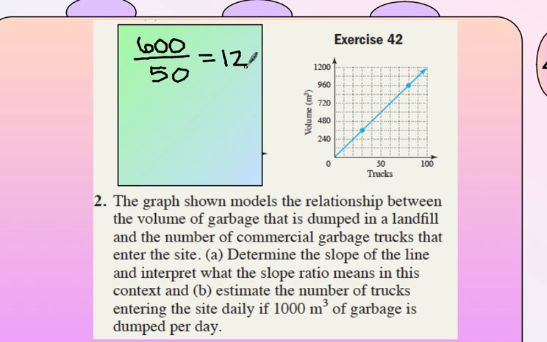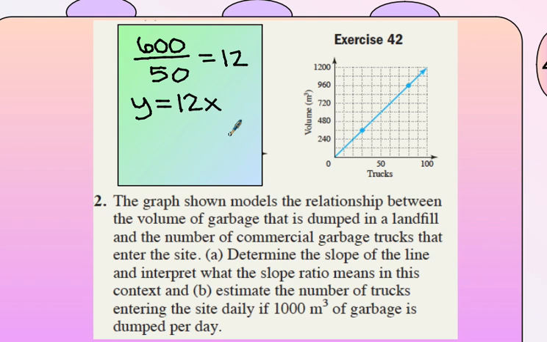So now we can use that to build our equation of the line. y is going to equal mx plus b again. So y equals 12x. What's my b this time? What's my y-intercept? 0. Does that make sense? If 0 trucks show up to the dump, how much garbage will get dumped? 0. So we actually go through the origin on this one. So our equation is just y equals 12x because our y-intercept is 0, so the plus 0 idea.